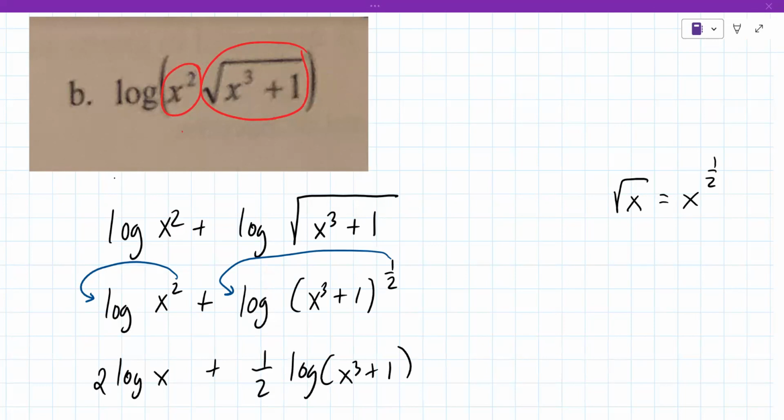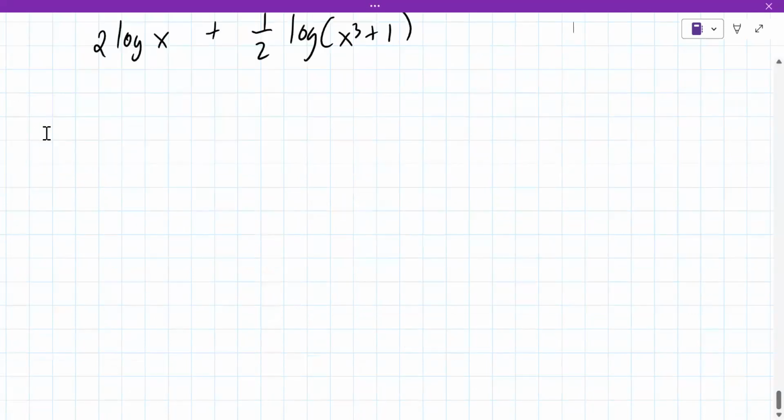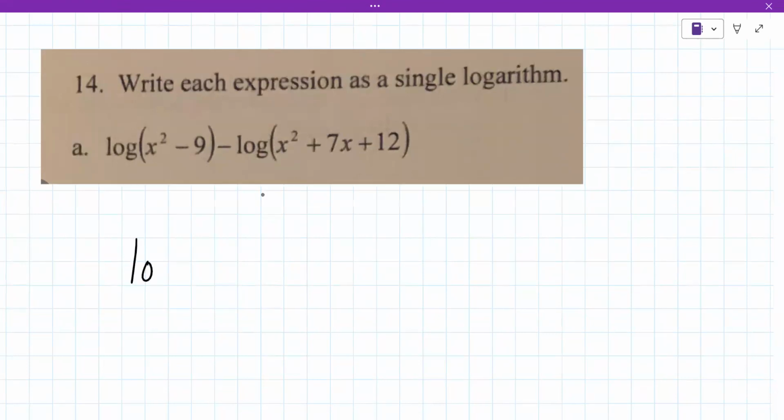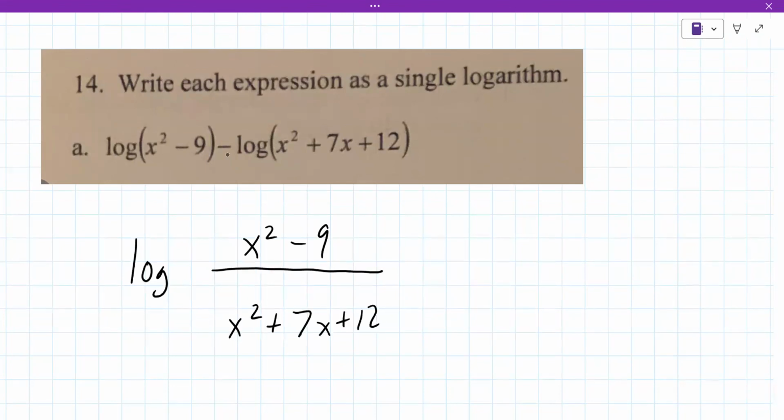Now the next part here, it's going backwards, meaning that instead of expanding, you are compressing. So we're basically undoing all the rules we just did. So in this one, the difference becomes a quotient. So x squared minus 9 on top, x squared plus 7x plus 12 on the bottom. Basically, like in the previous problems, they would give you this, and then you have to go backwards. Now we're going forwards.